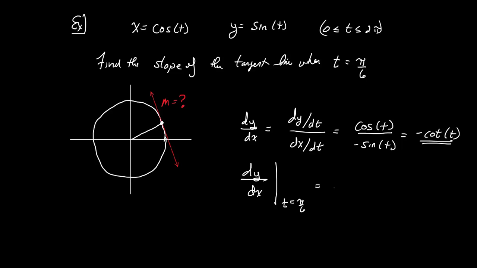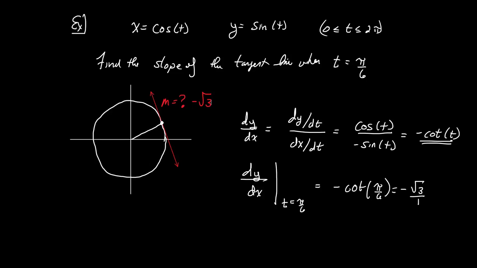If we want to find dy/dx when t equals pi over 6, all we do is plug this in, and we get negative square root of 3 over 1. So we recognize here that our slope is equal to negative square root of 3.